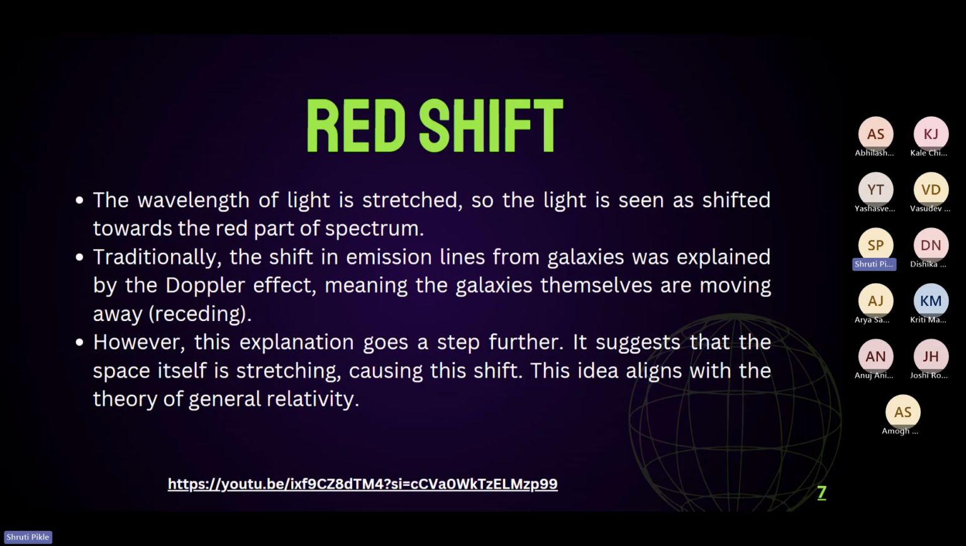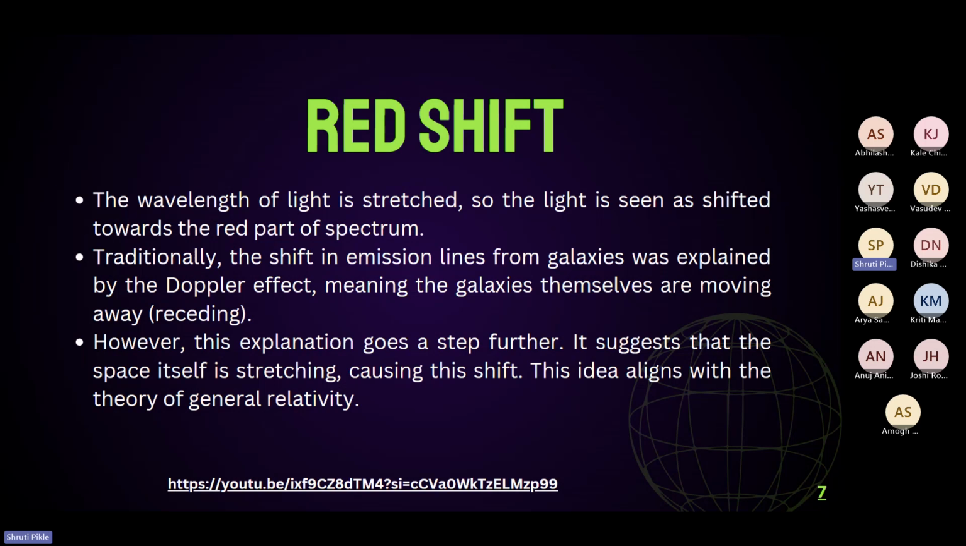Let me explain. We know the Doppler effect, right? We have learned about it. As an object moves away from the observer, the frequency appears decreased, and as the object moves towards the observer, the frequency appears increased, right? Here we are talking about expansion. The object is moving away from the observer, so the frequency appears decreased, and thus the wavelength appears increased. So the light appears stretched, and thus the light is seen as shifted towards the red part of the spectrum, right? So this is the Doppler redshift.